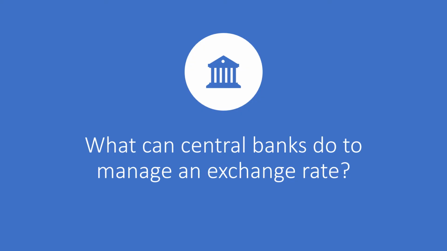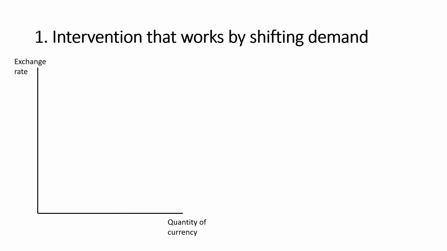So let's look at what central banks can actually do to manage an exchange rate. How can they influence the exchange rate so it either goes above or below what would naturally be a market equilibrium exchange rate? The first type of intervention in foreign currency markets that a central bank could do would be to intervene in a manner that shifts the demand for its currency on forex markets.